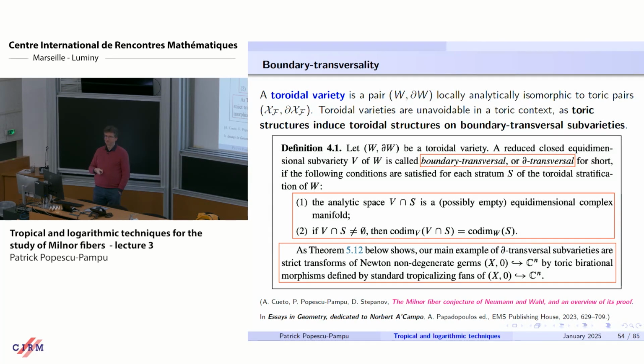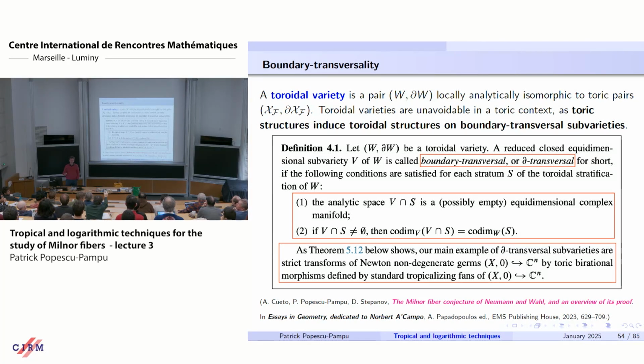Sorry? Newton non-degenerate. This is exactly Newton non-degeneracy. Here it's not simplicial. Here you can have any cones, not necessarily simplicial, because you are happy if you are happy in the toroidal context. Like in the talk of Autumn yesterday, it was the same.